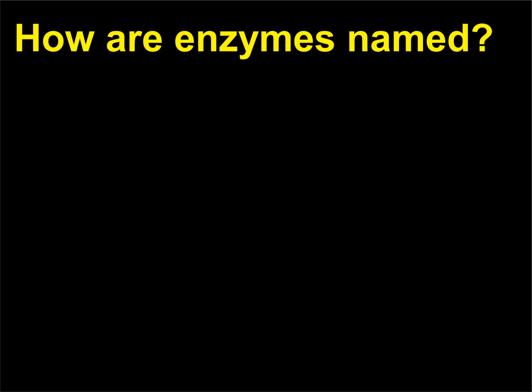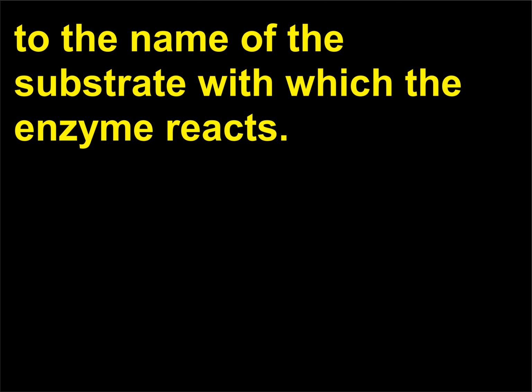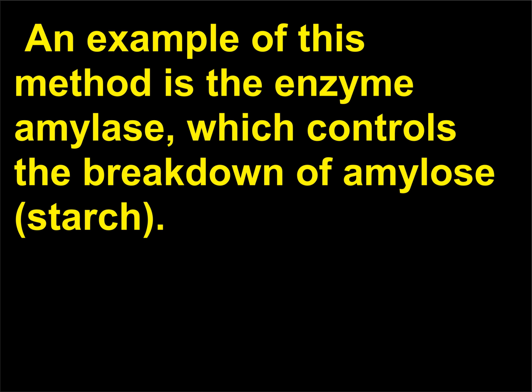How are enzymes named? Individual enzymes are named by adding the suffix -ase to the name of the substrate with which the enzyme reacts. An example of this method is the enzyme amylase, which controls the breakdown of amylose, starch.